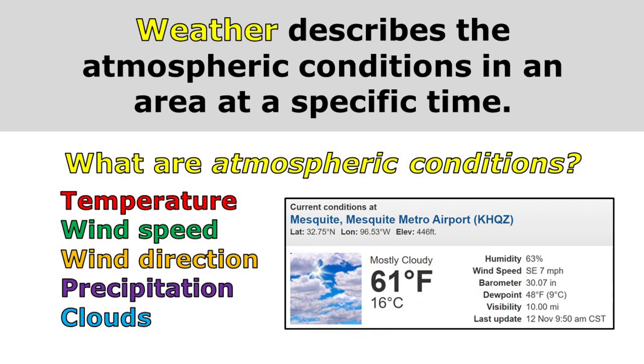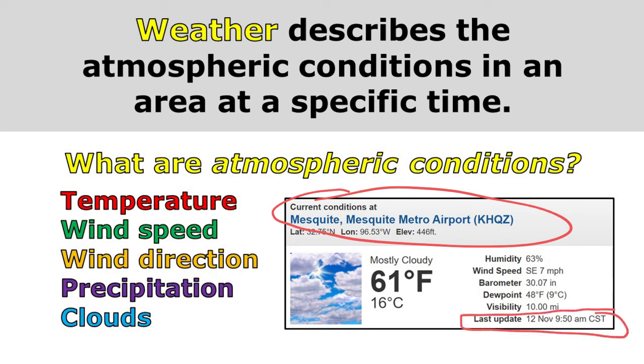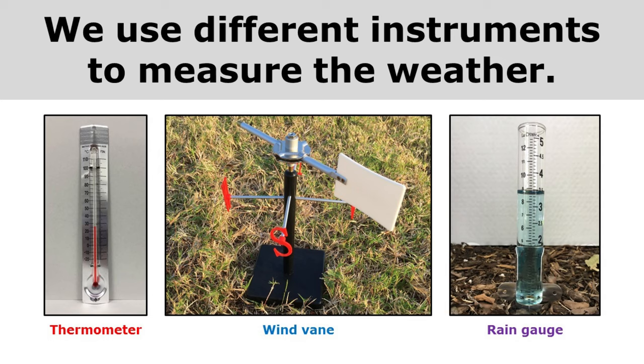But the weather is constantly changing, and it can be different in different places and at different times. So that's why when we talk about the weather, we usually talk about a specific place. This weather report is for the Mesquite Metro Airport. And we also usually talk about a specific time. This weather report was from 9:50 a.m. on November 12th. And so that tells us what the weather conditions were on a specific date at a specific place. We use different instruments to measure the weather, such as thermometers, wind vanes, and rain gauges.